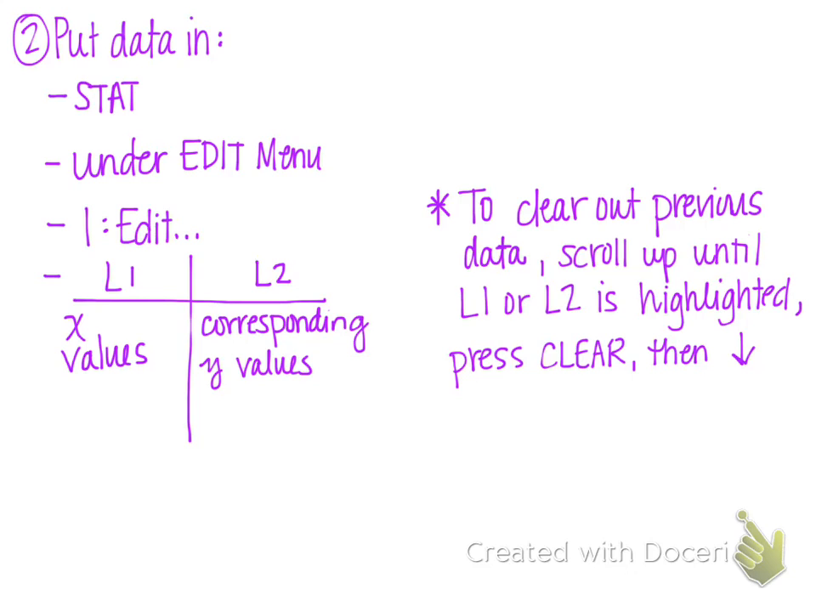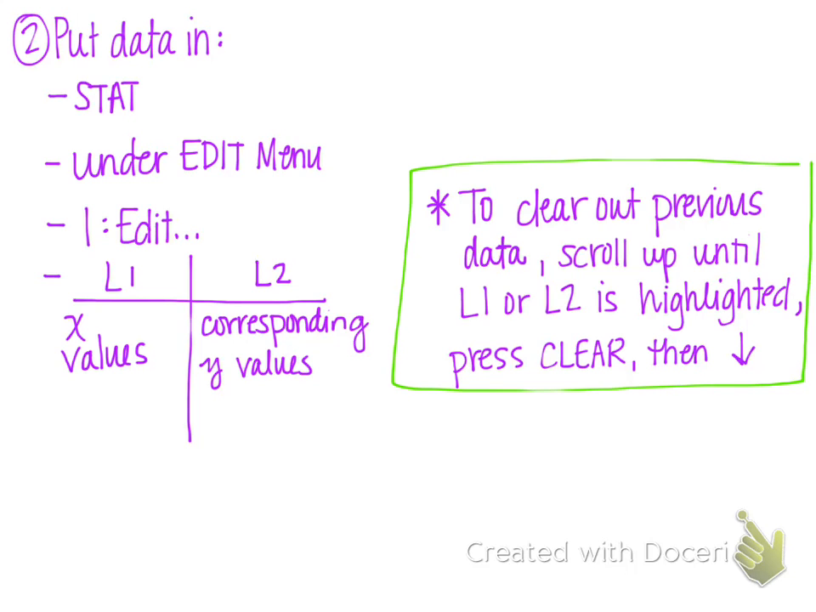So, a big thing here is a lot of people delete the lists whenever they try to clear them. So, to clear out previous data, what you do is you scroll up until L1 or L2 is highlighted. You press clear, and then you press arrow down. Do not press the delete button. If you press the delete button, it'll delete the entire list.